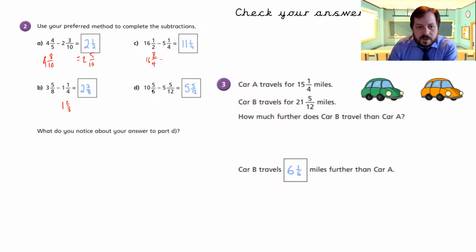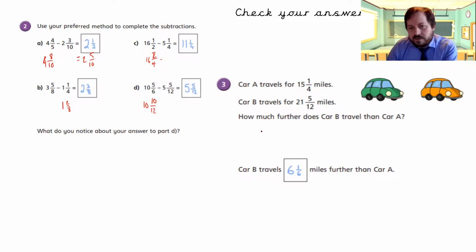Same with this one. Times this both by 2. Like that. Keep the whole number the same. Then we can take away 5 to get 5. And take away 5 from 10 to get 5. So 5 and 5/12. The interesting thing here is 10 minus 5 and 10 minus 5. That's why it's interesting.